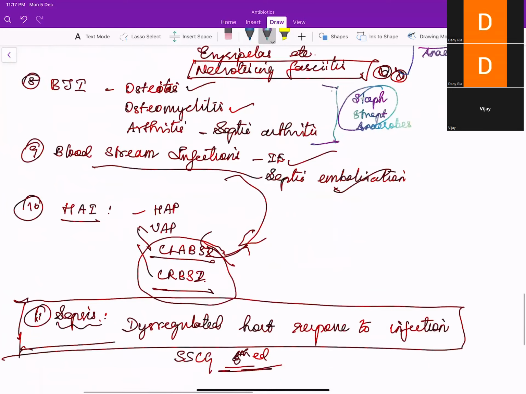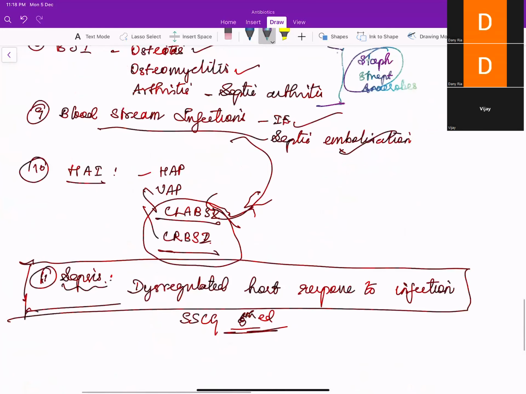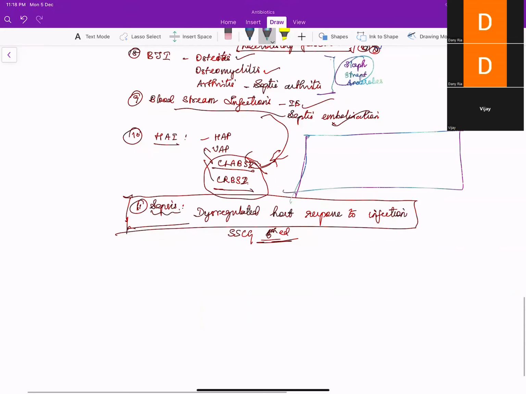And any healthcare associated infection, what are the 2 things I told you to remember? MRSA and Pseudomonas. Apart from that, we have Acinetobacter, etc. At least remember MRSA and Pseudomonas.